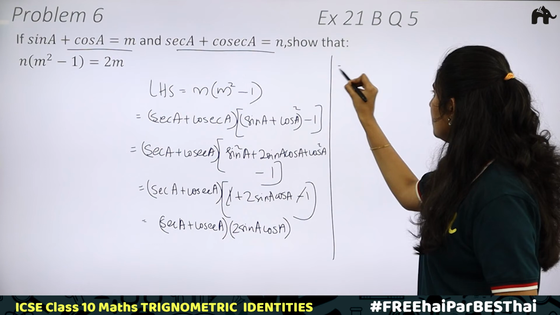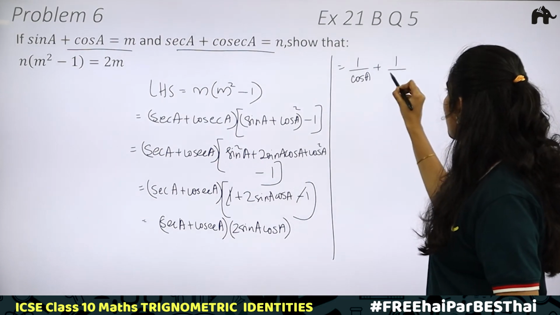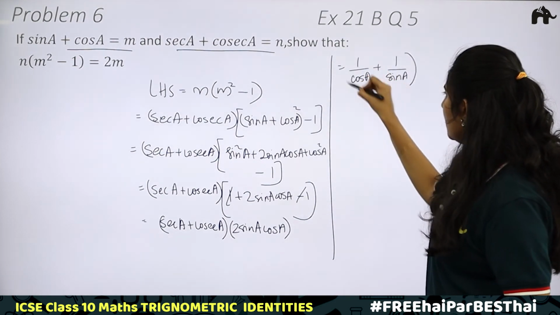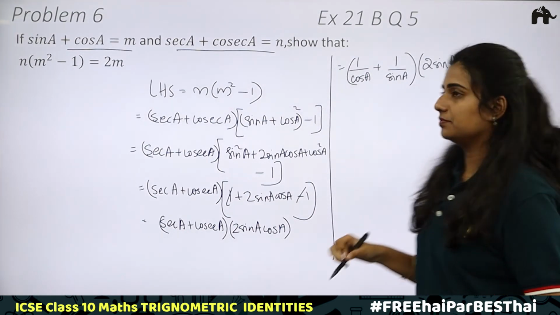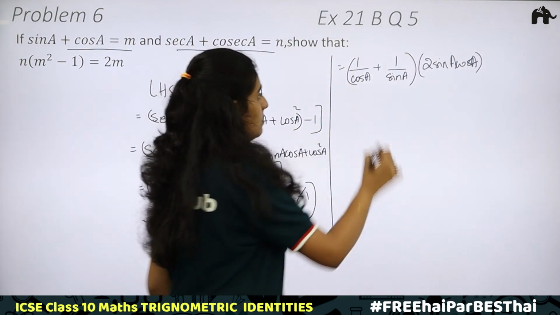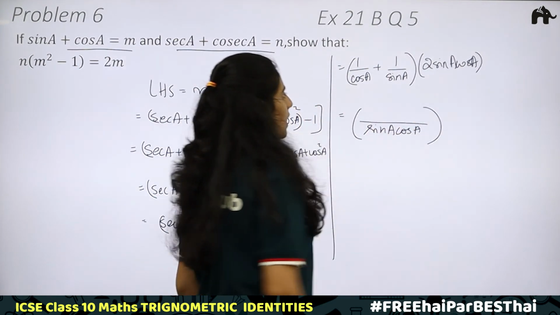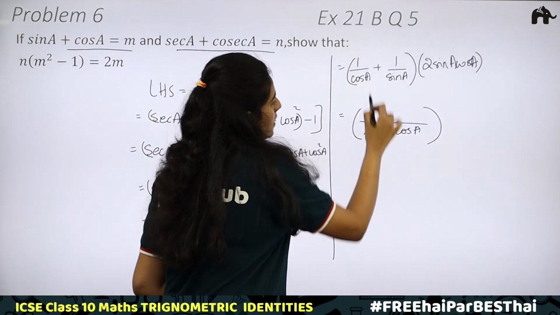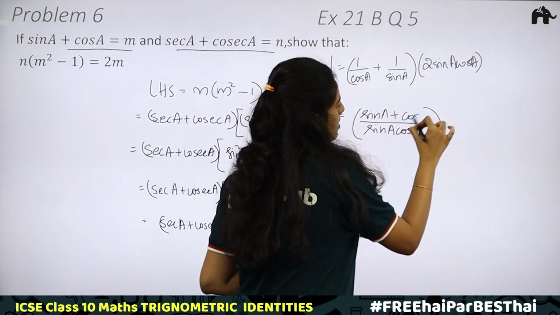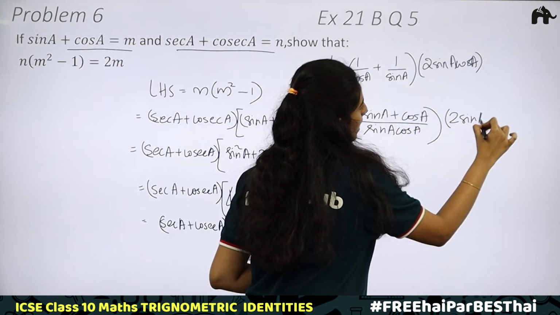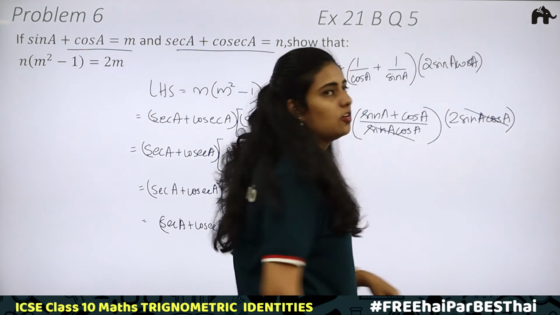What is sec A? Sec A will be 1 by cos A plus cosec A is 1 by sin A, into 2 sin A cos A. Now taking LCM, denominator we get sin A cos A. Numerator, here we have cos A, 1 into sin A is sin A plus 1 into cos A, into 2 sin A cos A. Now this sin A cos A and sin A cos A can be cancelled.